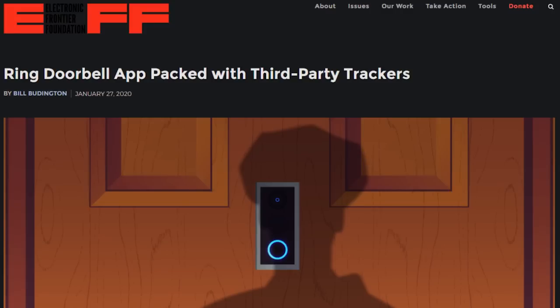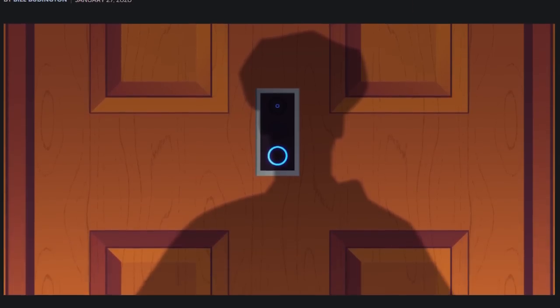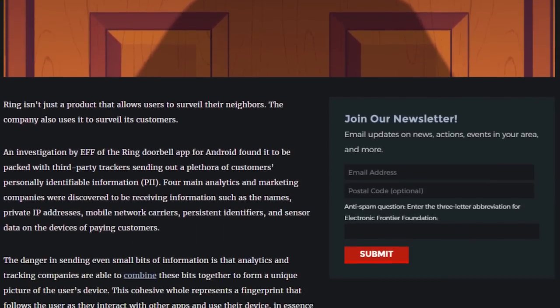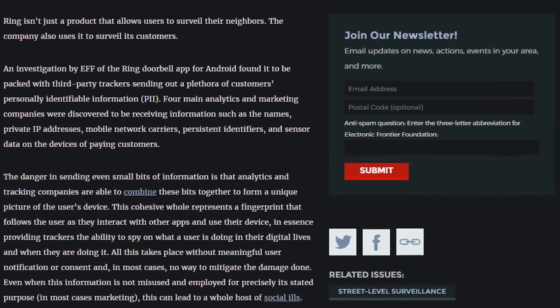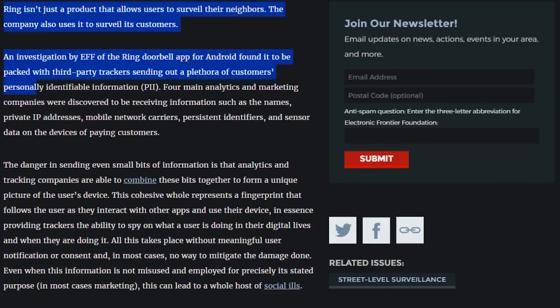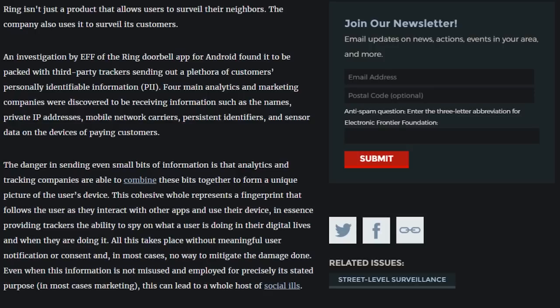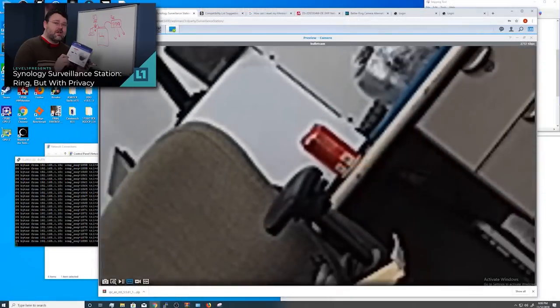Well, it was recently Data Privacy Day, and news broke from the EFF that they reverse-engineered the Ring doorbell mobile app. They found that it sends data to Facebook and a whole bunch of other third-party affiliates. Oh, we accidentally included integration to send all kinds of personally identifiable information to all these third-party people. You don't even need the Ring doorbell.